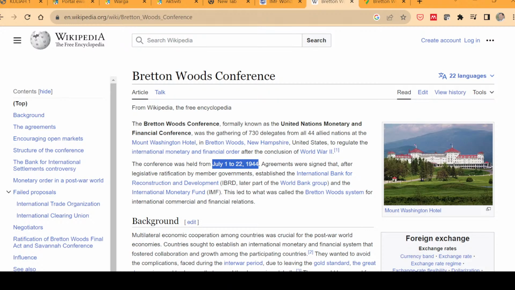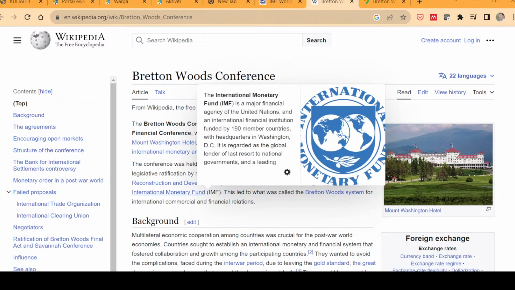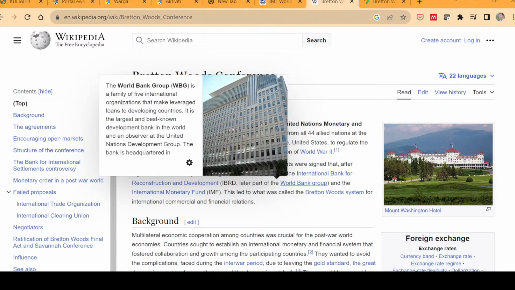IBRD, the International Bank for Reconstruction and Development, and the other one is the IMF. The IBRD now becomes the World Bank, and in fact the IBRD, the father at that time, becomes the son today under the World Bank. The father becomes a son.